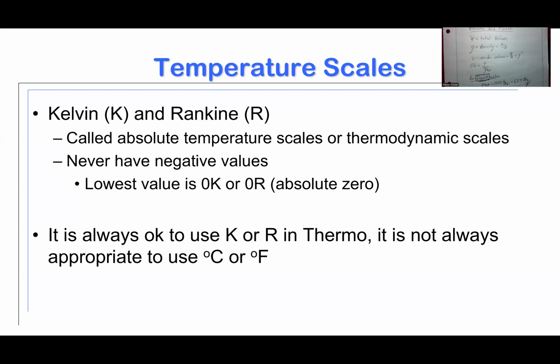In the absolute scales, these are also called thermodynamic scales. You've probably heard of the Kelvin scale before. Kelvin is the SI scale for temperature, for absolute temperature. Rankine is the imperial or the English scale for absolute temperature.